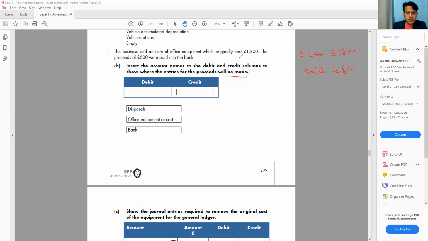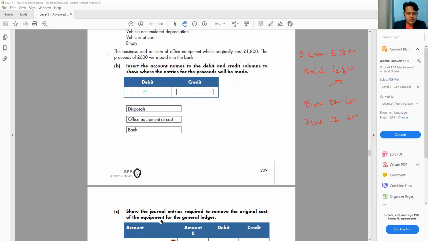So now we can see we sold this asset and we got 600 pounds. This money came to the bank. If the money comes to the bank, we understand the bank is debit 600. Why are we receiving into the bank? Because of the disposal. We make the disposal and because of that we're receiving 600 pounds. We're going to say bank is debit and disposal is credit. But remember one thing, disposal will always be there when there is a disposal account.